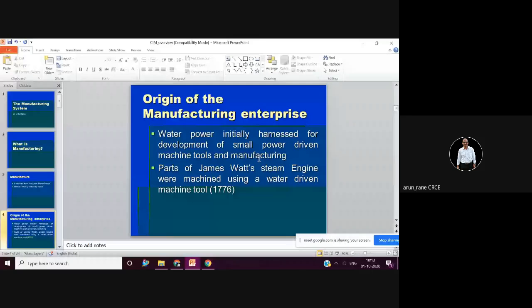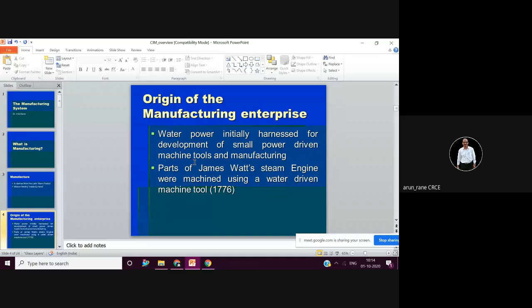The origin of the manufacturing enterprise, how it originated. At first, it was water power. Water power was used for driving the machine tools and manufacturing. Then James Watt's steam engine was used to drive a water driven machine tool. So water driven means basically use of water turbines.